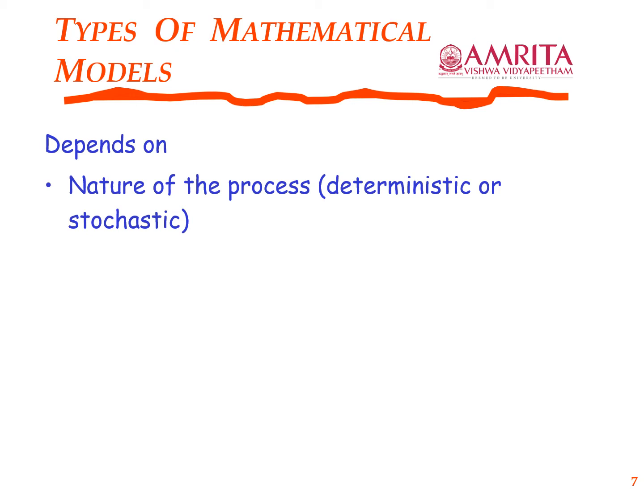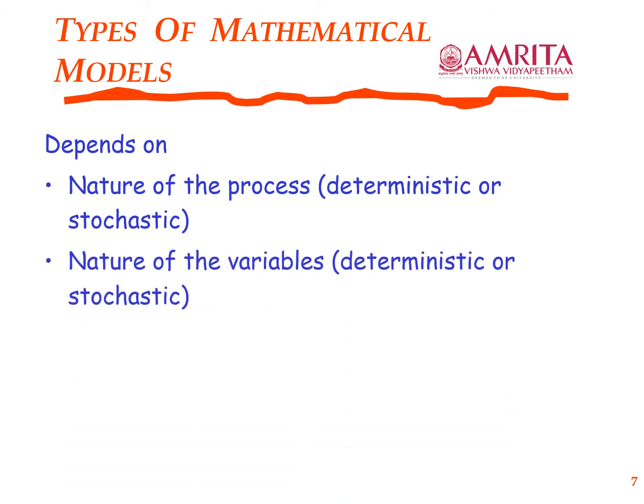So you look at a process, the same CSTR. If you look at it as an ideal CSTR, the model that you develop is a deterministic model, whereas the moment you start talking about residence time distribution and there is a non-ideality in the CSTR that you want to capture, the whole model becomes a stochastic model.